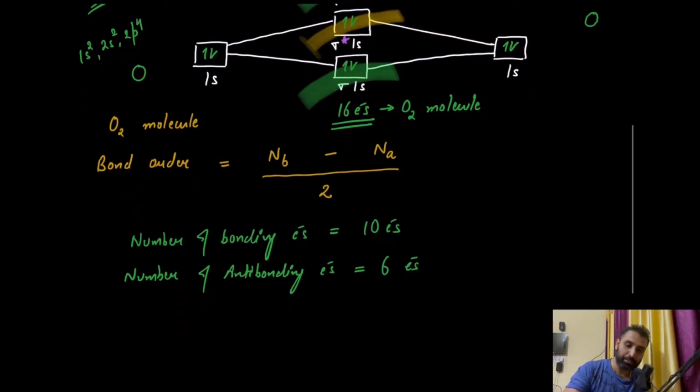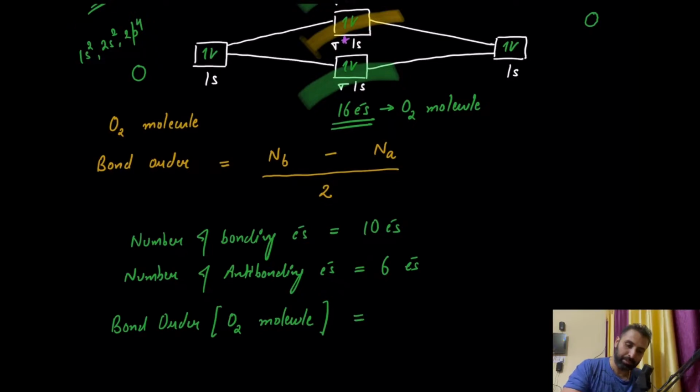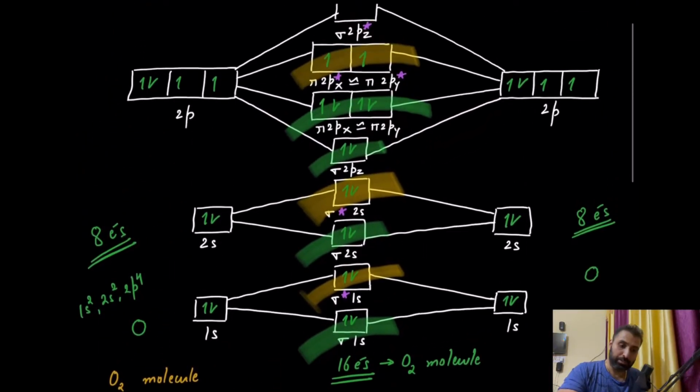So now let's evaluate the bond order for the O2 molecule. It came out to be: the number of bonding electrons is 10, the number of anti-bonding electrons is 6, divided by 2, we got 2. So the bond order of the O2 molecule is 2. Now we have the bond order of O2.